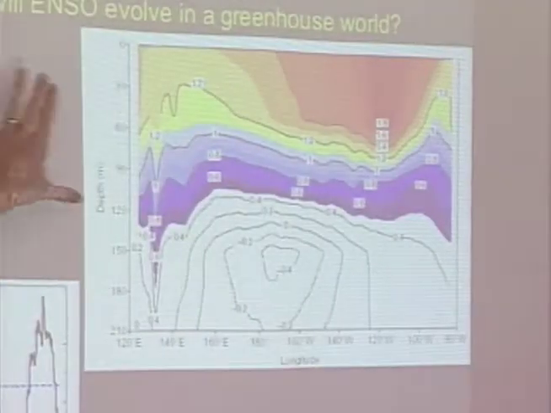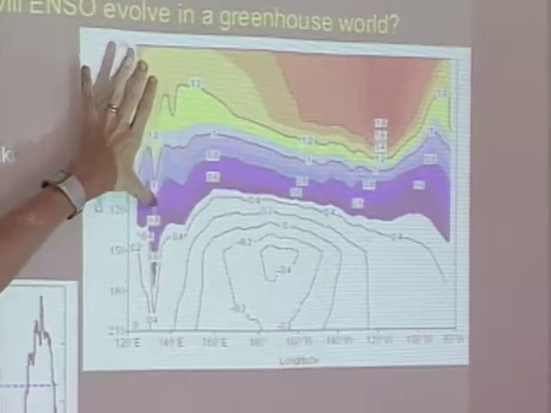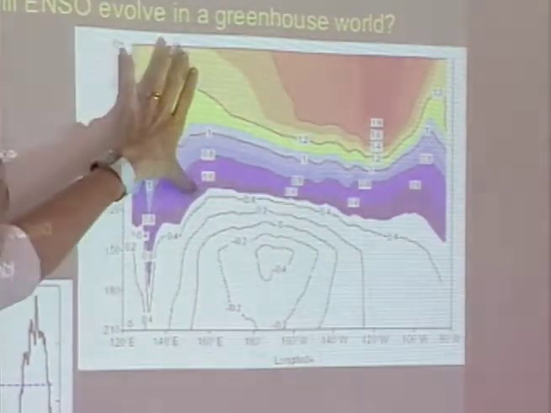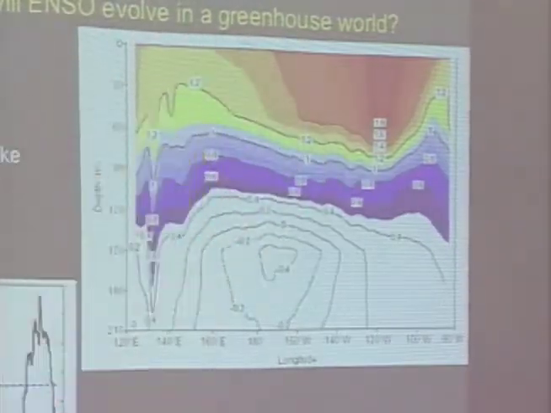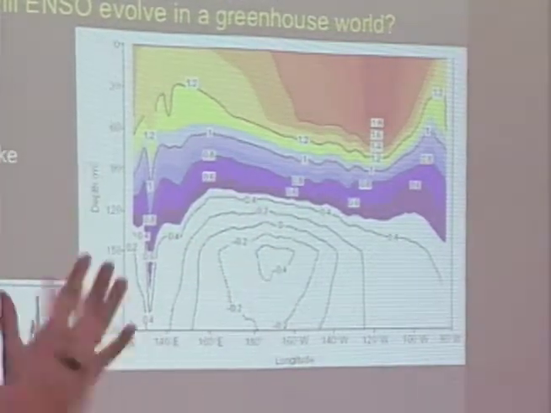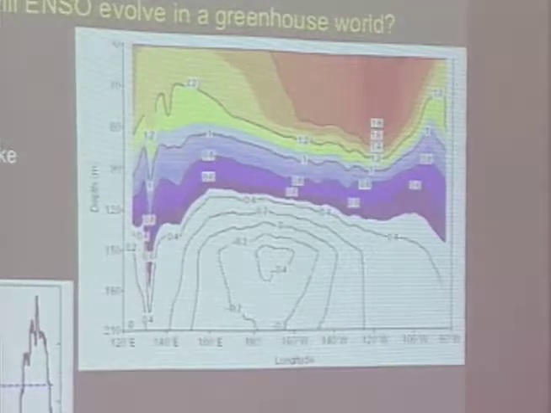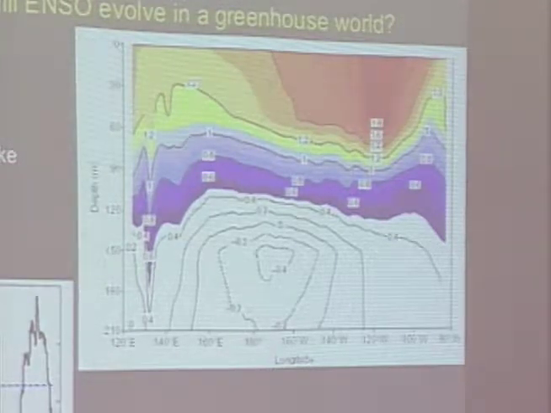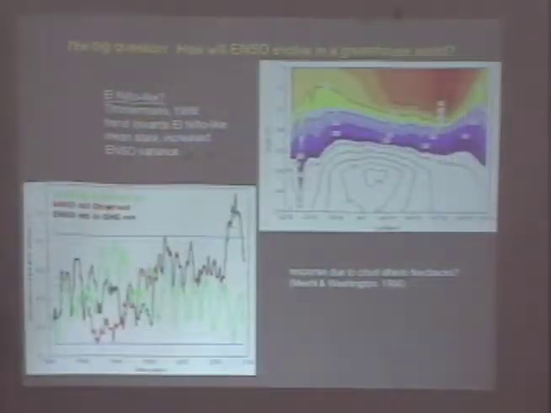And what you see is basically a surface warming. For our purposes, what we need to take away from this is that it's larger in the east than in the west. This maps, in a very coarse sense, onto an El Nino event itself. Hence the idea that we may move into an El Nino-like scenario in a greenhouse world.